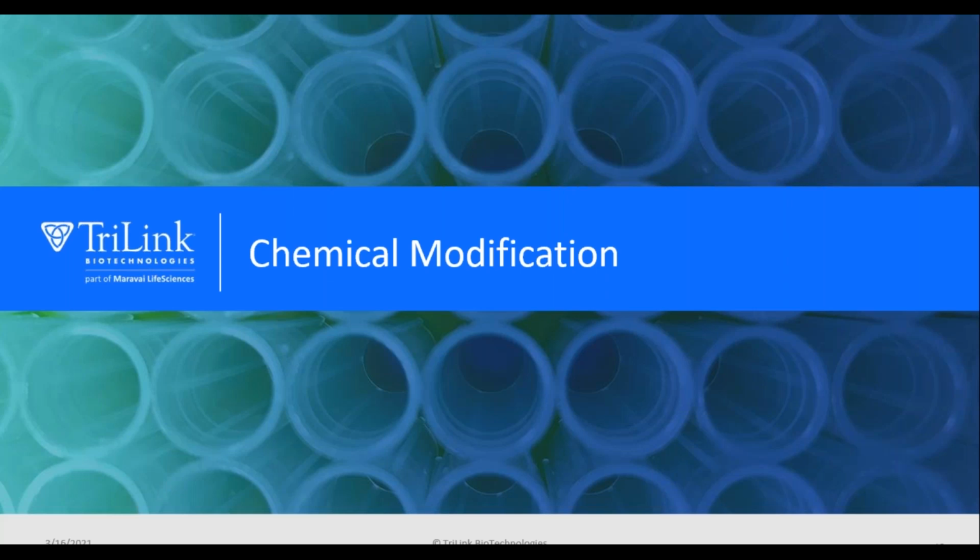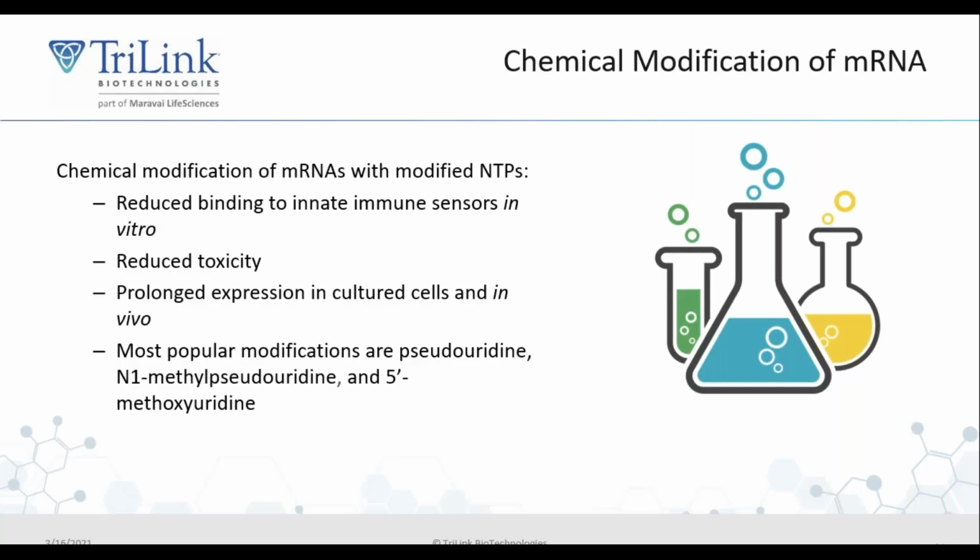So the first that we'll discuss is chemical modifications. Chemical modifications are one of the easiest ways to aid in the immune response mitigation, and the number one way is through base modifications. Modified NTPs can reduce the binding to innate immune sensors during in vitro transcription. There is evidence that they can reduce toxicity, leading to prolonged expression in cultured cells. And not only has this effect been seen in vitro, but it does translate to some in vivo applications as well, which we will touch on later in this presentation.